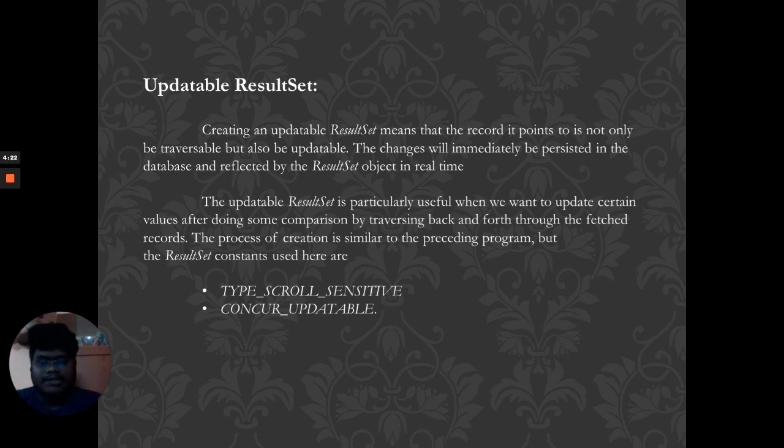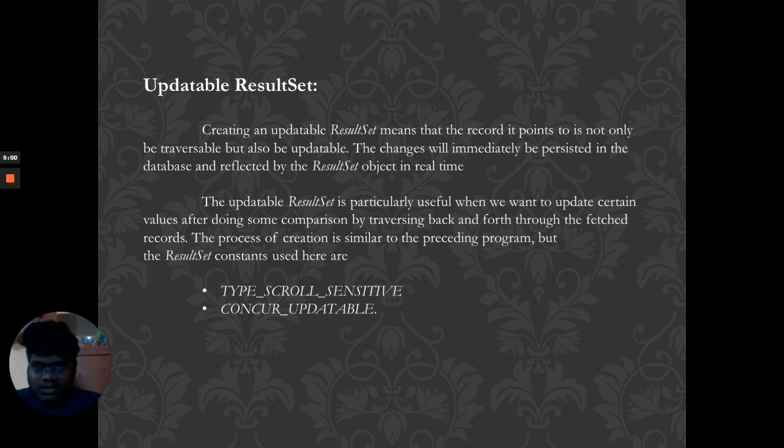An updatable result set is particularly useful when we want to update certain values after doing some comparison by traversing back and forth through the fetched records. So we get the records by using the method execute query, and generally the situation where we want to update the result set is when we traverse back and forth through the result set which we obtained, and when we notice some changes, then only we want to update those changes, right?